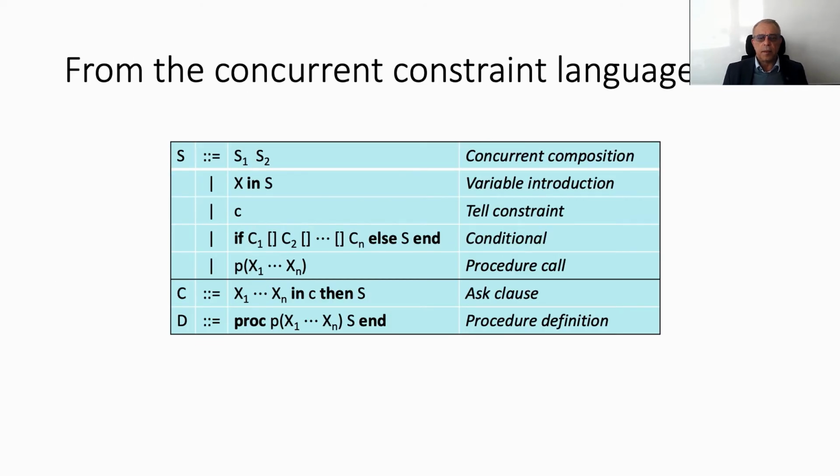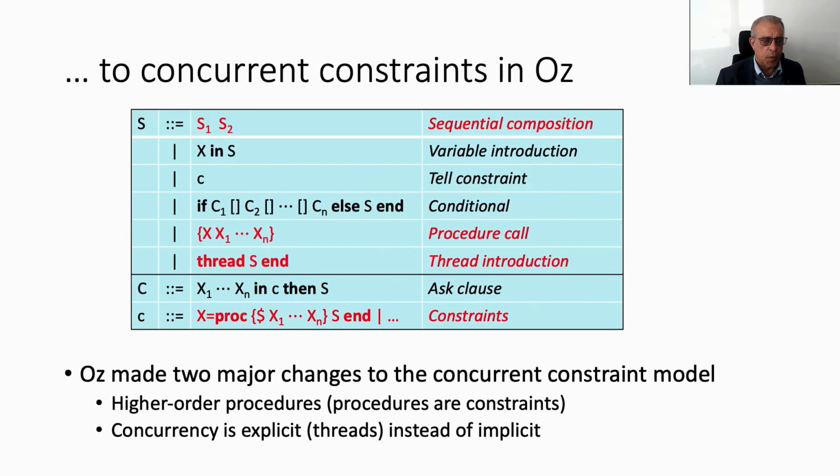So let us first understand what are the basic concepts in Oz that differentiate it from a concurrent constraint language. We have seen this slide before. So in Oz, here are the main changes, and this is done in red here. Instead of having a concurrent composition, we actually have a sequential composition. And concurrency is introduced by decorating any statement as a thread. This will introduce a thread to execute this statement.